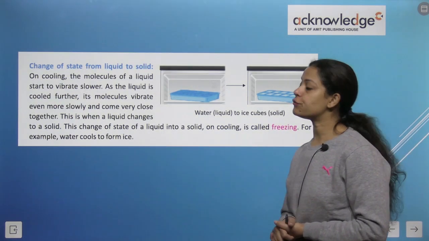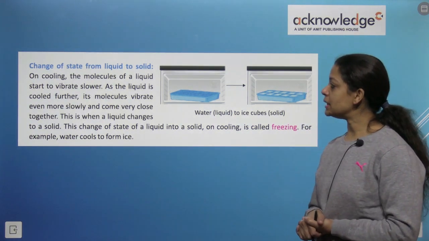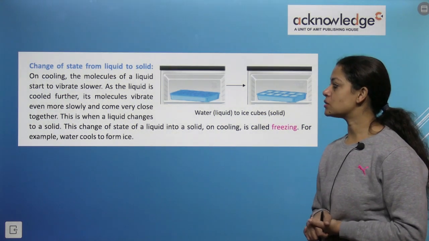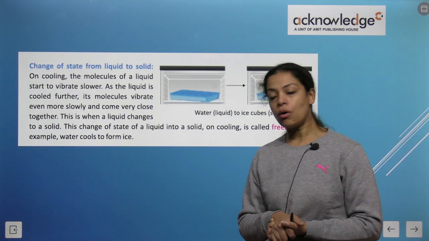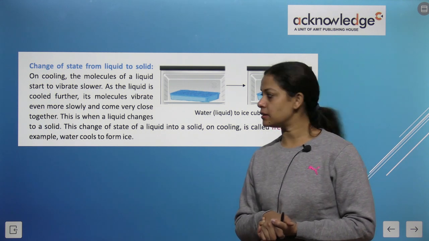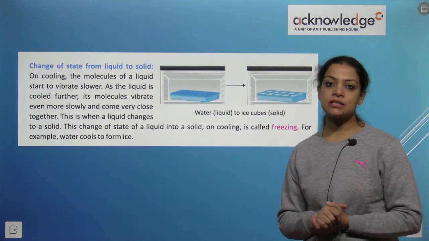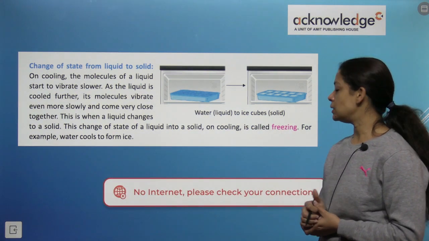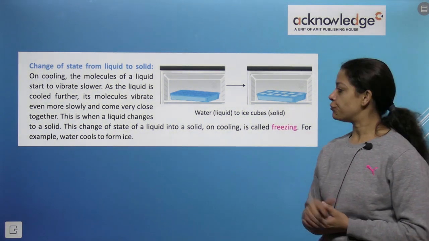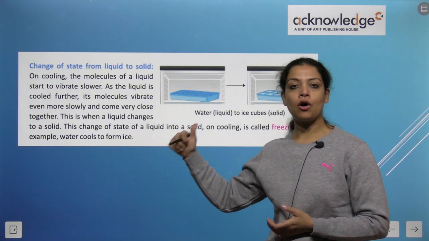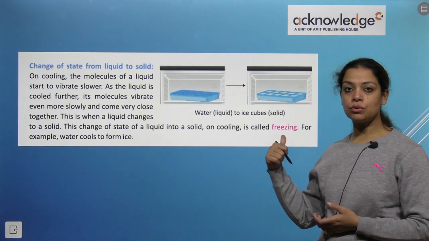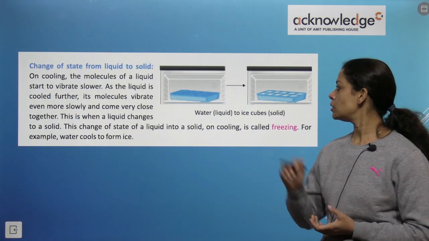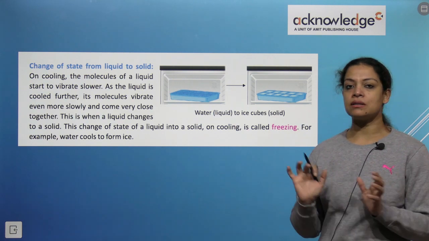So, change of state from liquid to solid. Now, on cooling, the molecules of a liquid start to vibrate even slower, and as the liquid is cooled further, its molecules vibrate more slowly and come close together. So, this is when a liquid changes to a solid form, and this change of liquid into solid on cooling is called freezing. So, freezing point is the change of state of liquid into solid on cooling. So, example is when water cools to form ice. Correct? I hope it is understood now.